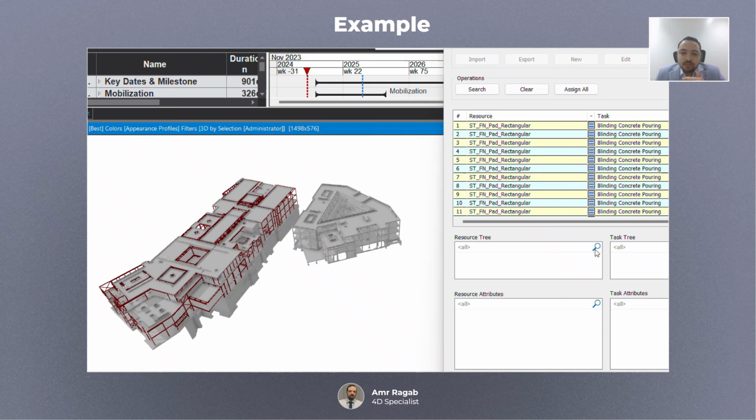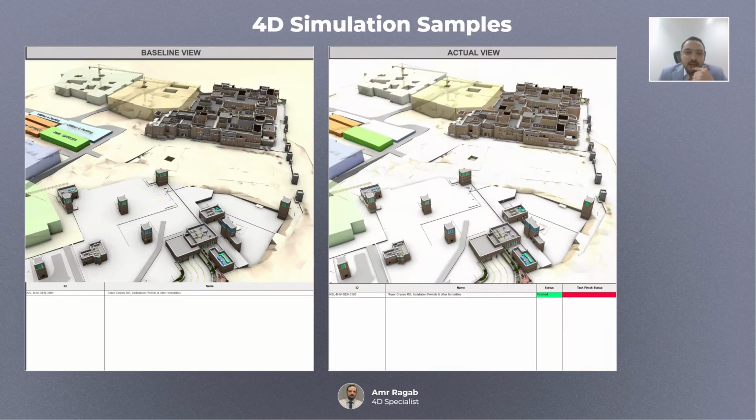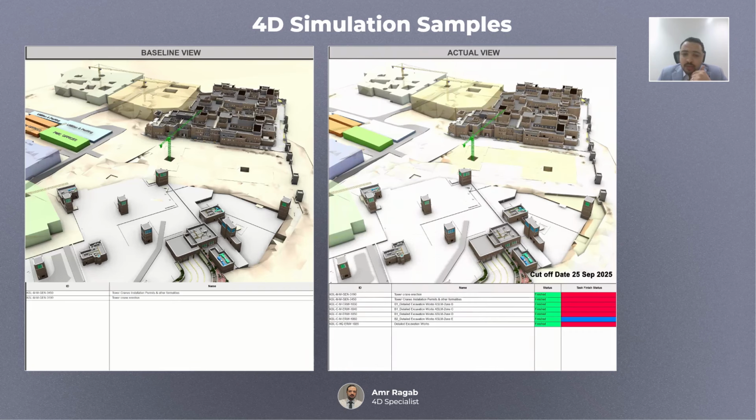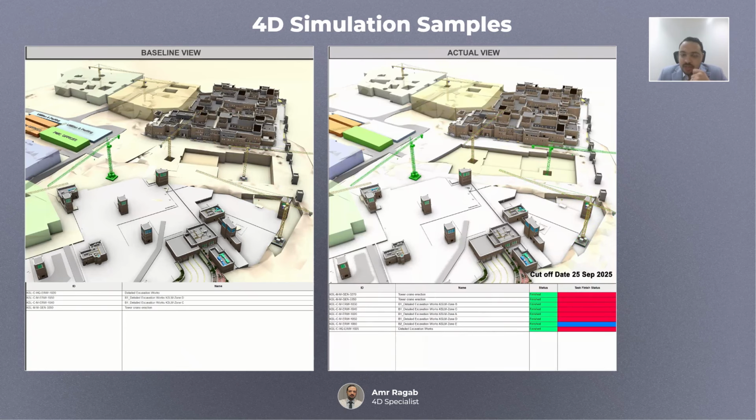So this is also an example of 4D simulation. As you see, as a result, you have a baseline view and also an actual view, with baseline tasks and actual tasks, so you can compare them at any stage. Here, as you see, excavation, and you have excavation in actual, and you can compare them together.